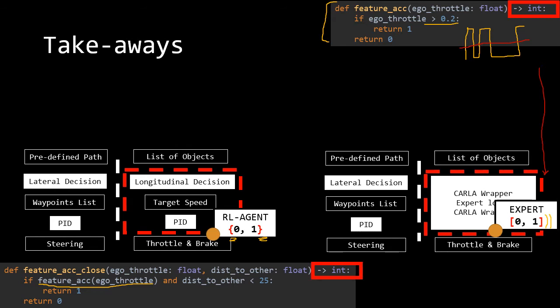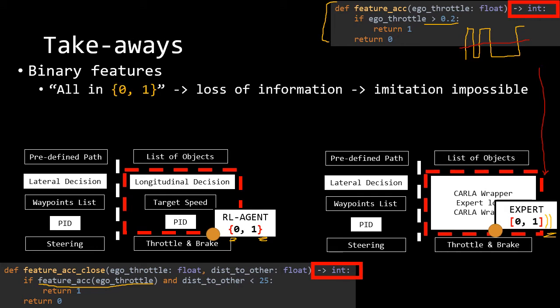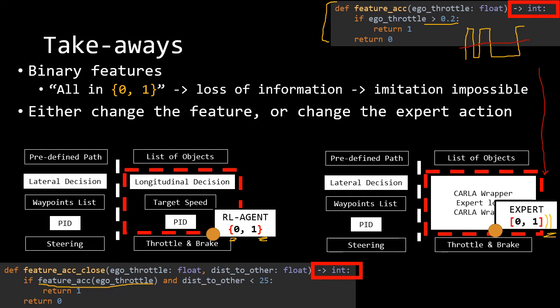So always using features that were binaries, and this doesn't make sense when they are related to some characteristic of the expert being continuous. So with the binary features, you are actually losing all the information. You don't capture any information about the acceleration of the expert anymore. And my take on that is that it makes the imitation just impossible. So you have two options: either you change the definition of the feature, or you change the expert itself and how it acts. In the following, I will be changing the feature and obviously go for continuous features.